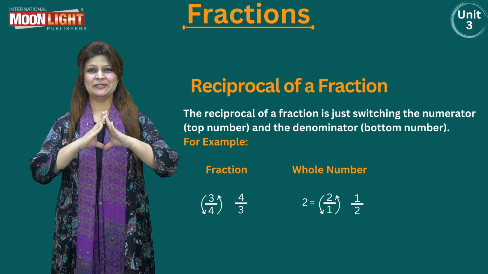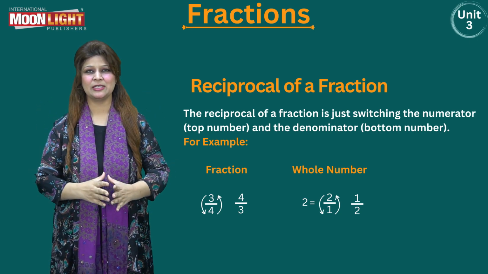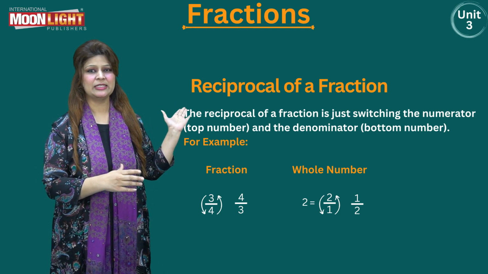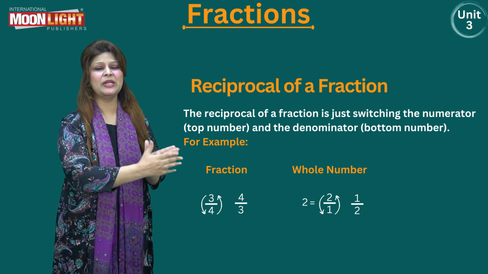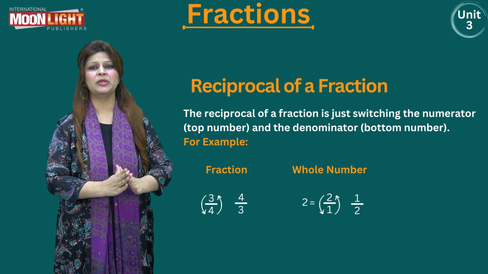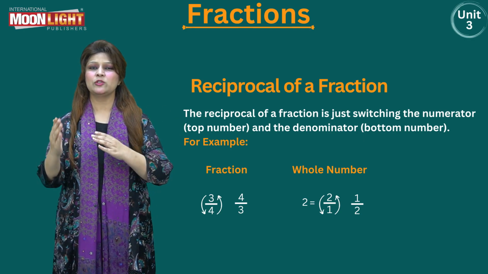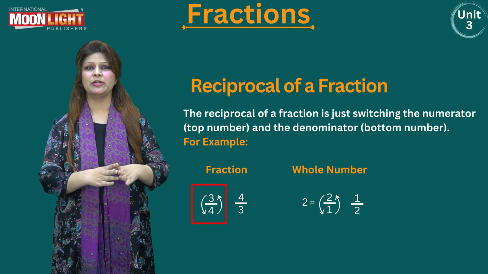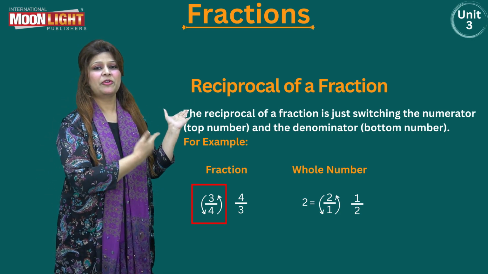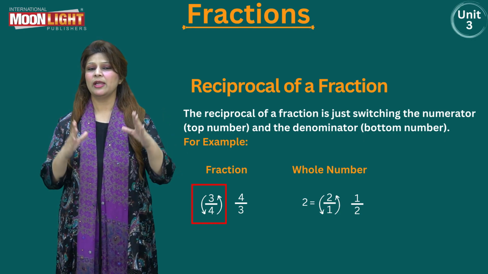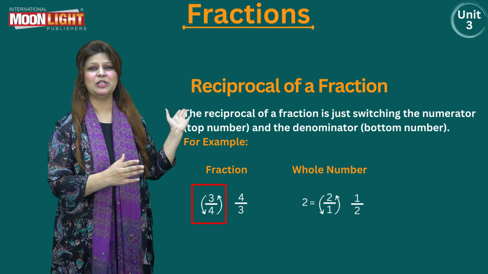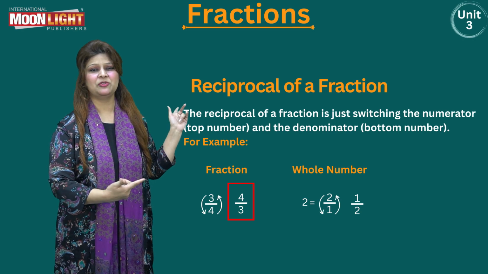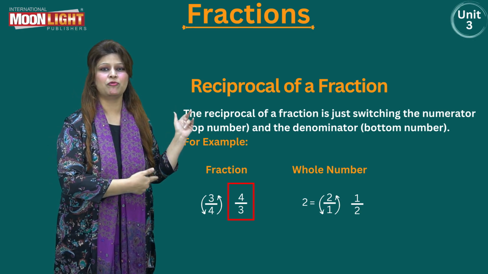Well, this seems like a difficult thing, but my dear student, this is really a very easy thing. The reciprocal of a fraction is just switching the numerator, that is the top number, and the denominator, which is the bottom number. That is switching up and down. So if I take an example, the fraction is 3 by 4. I make the numerator the denominator, and the denominator the numerator. 4 by 3 is the reciprocal of the fraction 3 by 4.